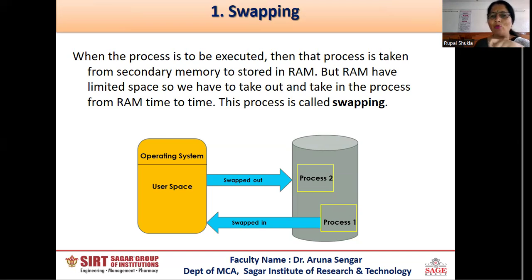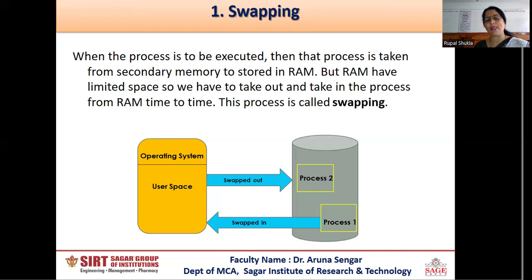Here we can see we have two processes, process 1 and process 2. And we have a limited memory space for execution. So what happens is, whichever process is required, the operating system transfers it into memory. That is called swapped in. And when that process completes its execution, the operating system swaps it out and it comes back into the hard disk. Means the process which gets executed comes back into the hard disk, and the process which is needed for execution is swapped into user space.